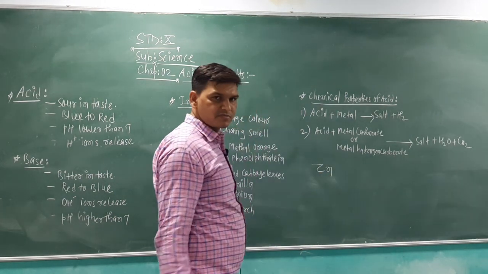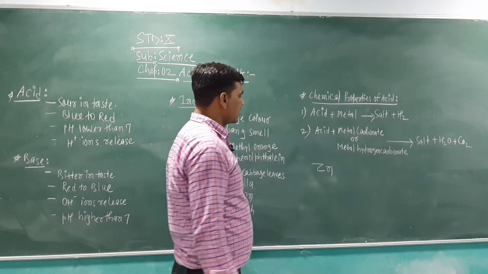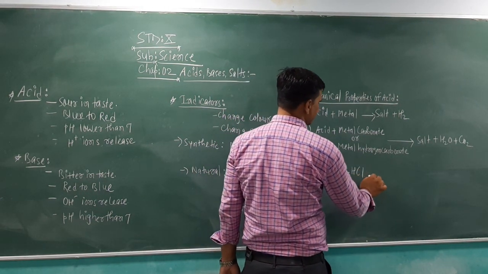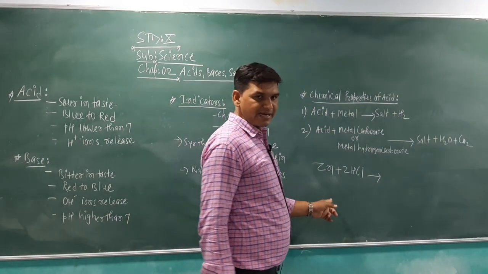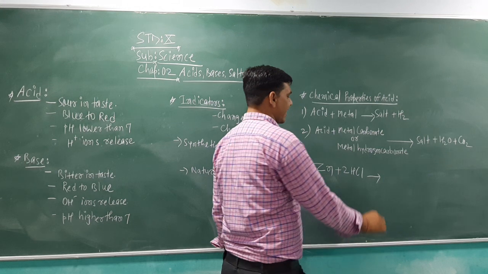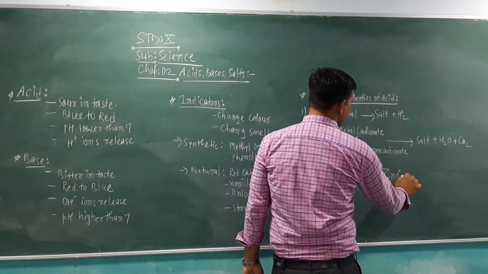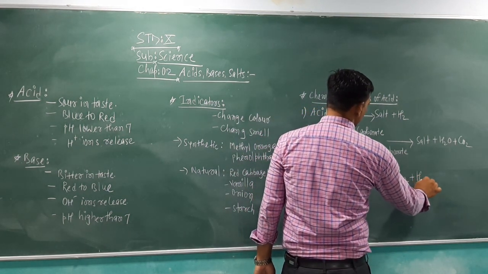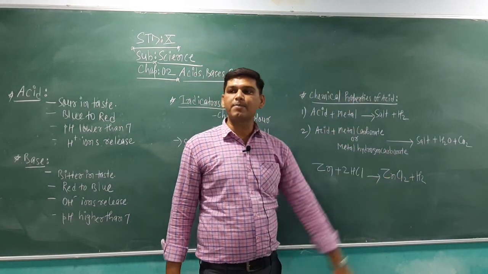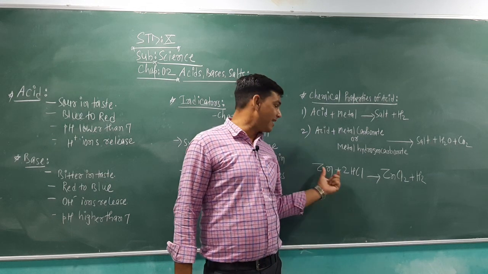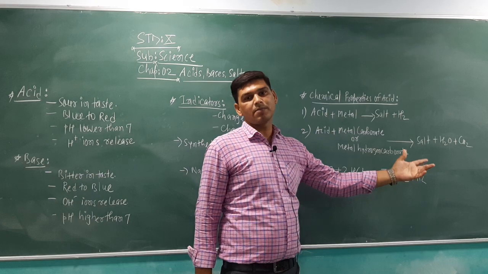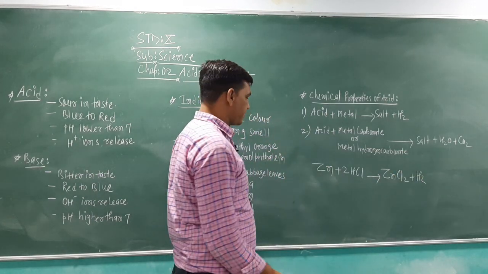Zinc is a metal. It reacts with 2HCl. HCl is an acid, hydrochloric acid. If you react them, you get ZnCl2 plus H2: zinc chloride plus dihydrogen gas. So when any metallic substance reacts with an acid, it always produces salt plus hydrogen, ZnCl2 plus H2.